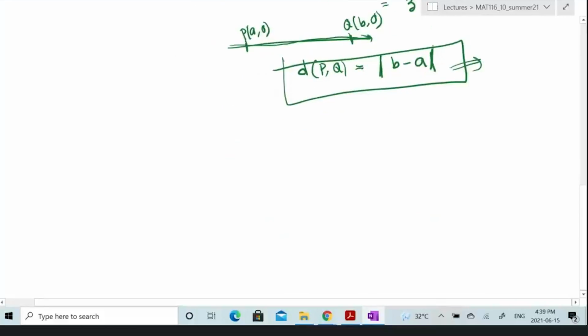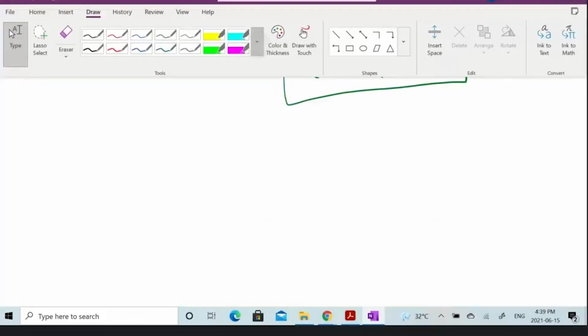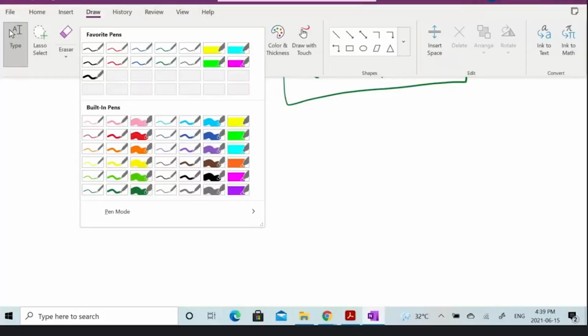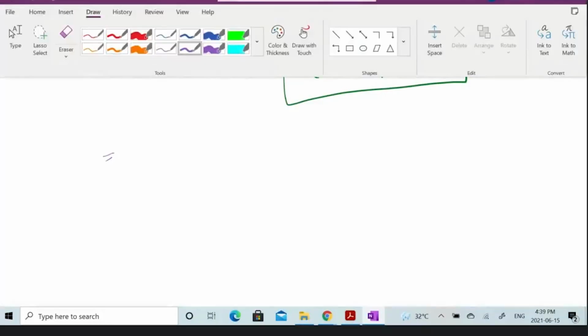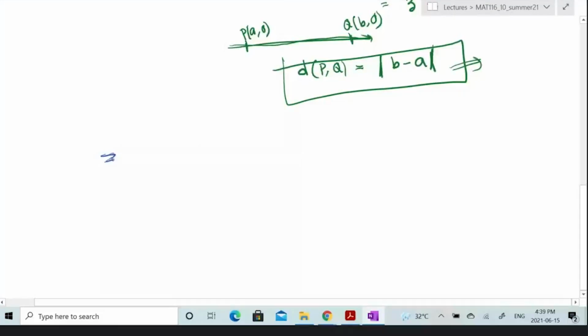Now, if we repeat the same thing, guys, do you like colors? Do you like to use multiple colors while you write? Yes, I think I like it a lot. And it's kind of like an ISO thing, right?